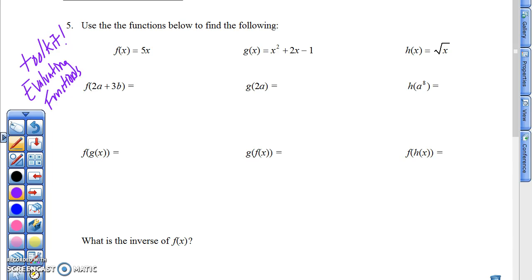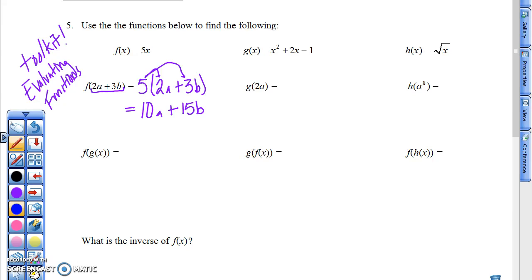F of x is 5x, and I'm going to use that and substitute in 2a plus 3b as my input. So I'm going to plug that right in for x. So 5 times 2a plus 3b. Distribute my 5. And I would get 10a plus 15b.